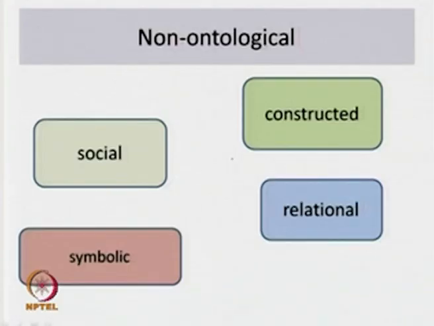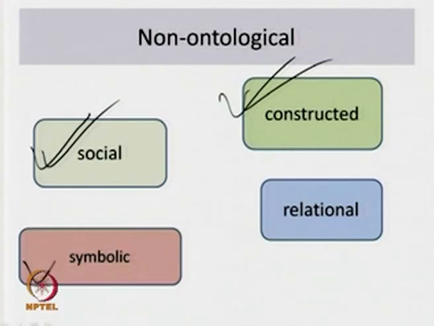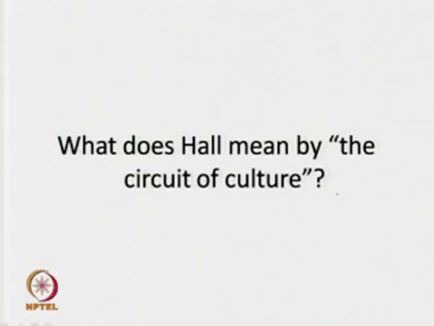The constructionist, the third approach, is non-ontological because it talks about representation, culture, reality, and knowledge as things that are social and not individual, or not mimetic, as meaning and representation being constructed, as symbolic and relational in a system to other things. So, this is non-ontological and it is non-essential. What does Stuart Hall mean by the circuit of culture?